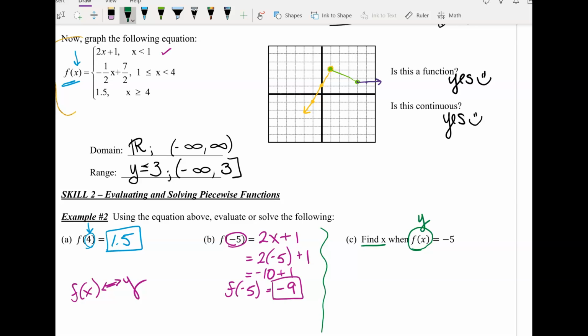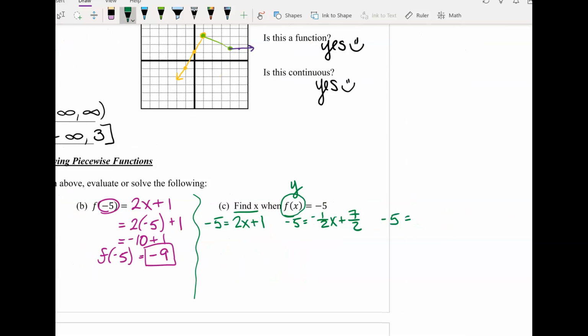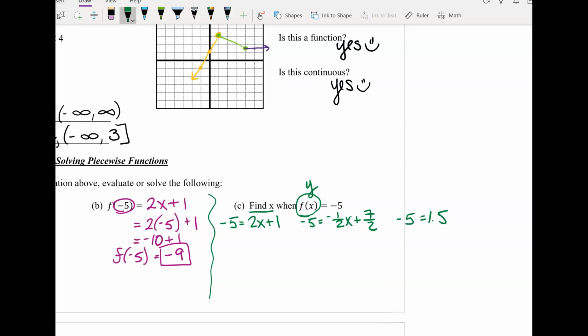y is equal to -5. What you're going to do is take -5 and set it equal to the first piece of our piecewise function. You're going to take negative 5 and set it equal to the second piece of our piecewise function. You're going to take negative 5 and set it equal to the third piece of our piecewise function. And one by one, you're going to solve for x.